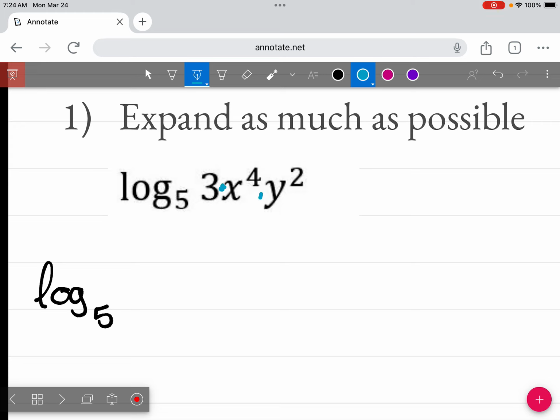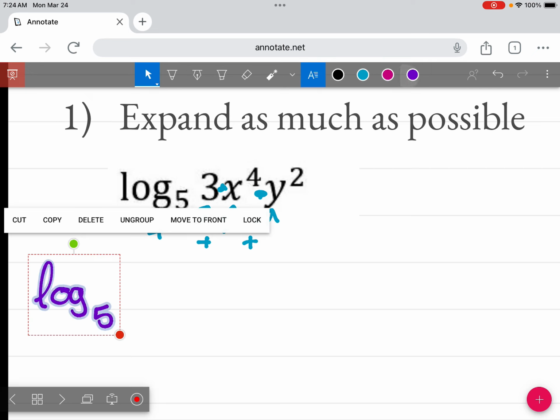We're going to break them up into separate arguments, right? They're the terms in the argument, but I totally get what you're saying. So we're going to split it up into its separate pieces. This is 3 times x to the 4th times y squared. And every place we have a multiplication, we split that apart, and multiplication becomes addition. So we're going to have our log base 5 of 3.